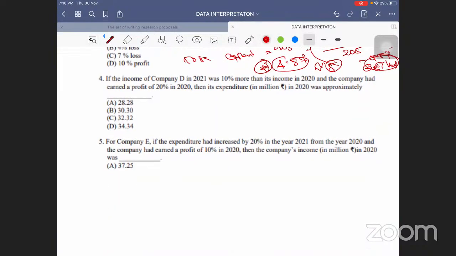So fourth sum: if the company D's expenditure in 2021 was 10% more than income in 2020, and the company had earned 20% profit in 2020, then its expenditure in 2022 was approximately. They are asking for the expenditure. So we don't know the percentage.